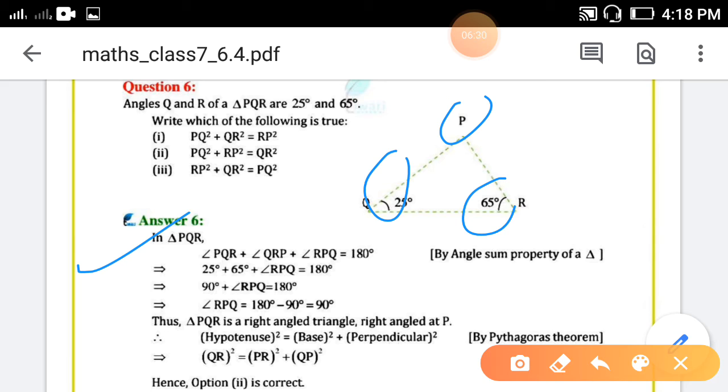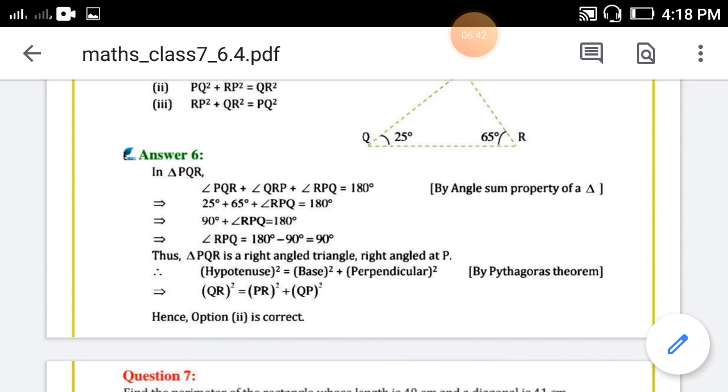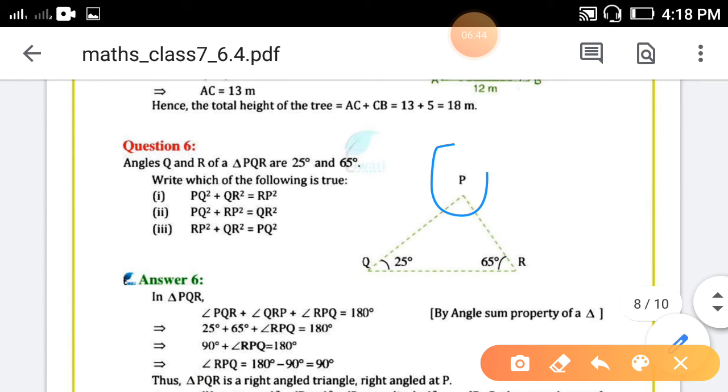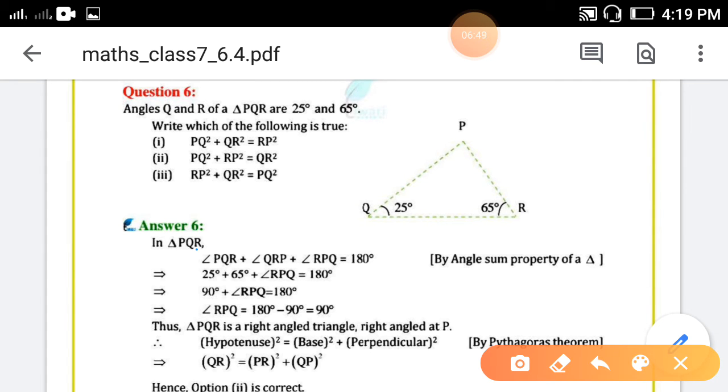P plus Q plus R. So 25 plus 65 plus angle P is equal to 180 degrees. So angle P is equal to 90 degrees. Here a little more is given, but you can also write it very simply this way.